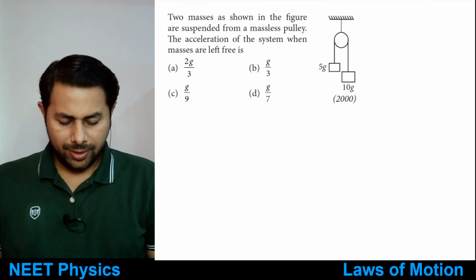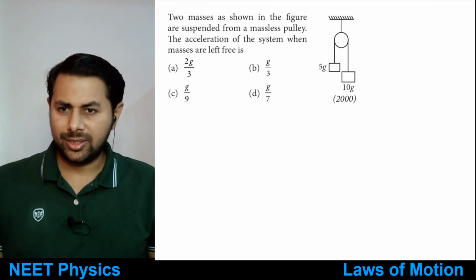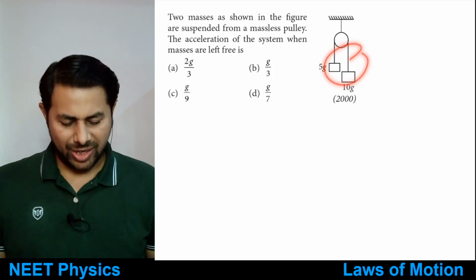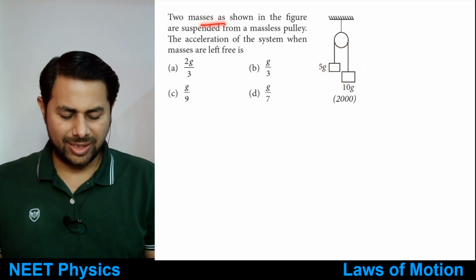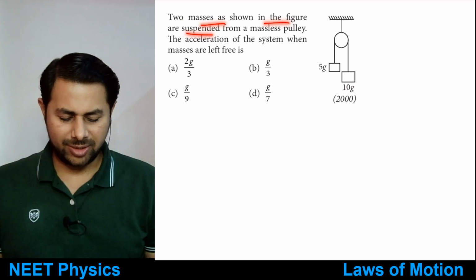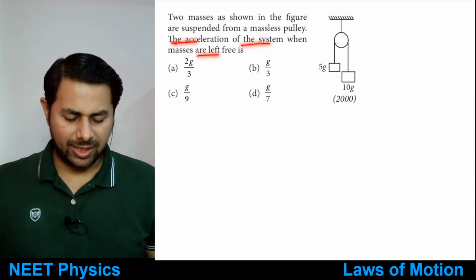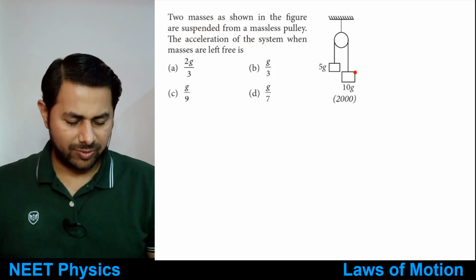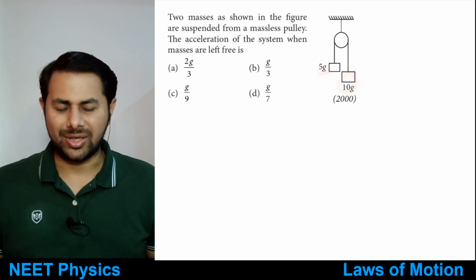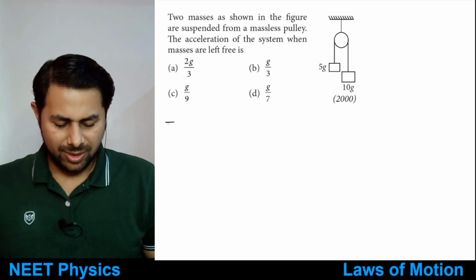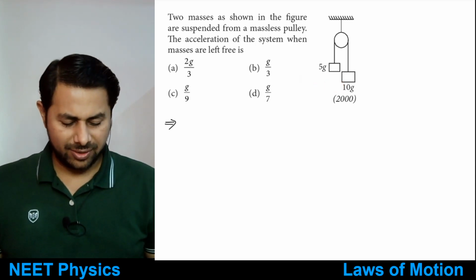Let's solve some problems based upon these things. The problem on Atwood's machine. Two masses as shown in the figure are suspended from a massless pulley. The acceleration of the system when the masses are left free is. One is 10 gram, another one is 5 gram. So this is m1, let's say this is m2. Tell me what's the acceleration?